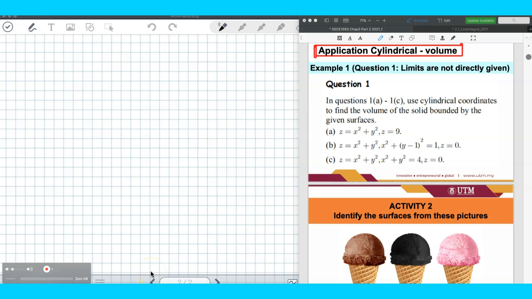Okay, so next we want to look at the application of the triple integral. Actually, it is the same as what we have done in the previous video, but now we want to be more specific on the cylindrical coordinate, which is finding the volume. As I mentioned before, we can use the triple integral to find volume, whether it is in Cartesian coordinates or cylindrical coordinates.